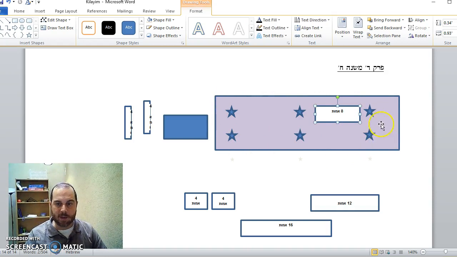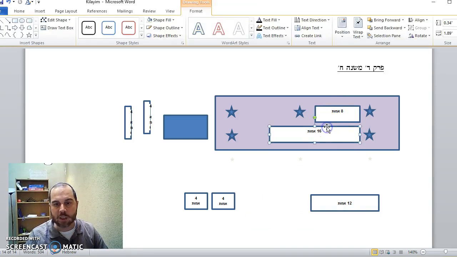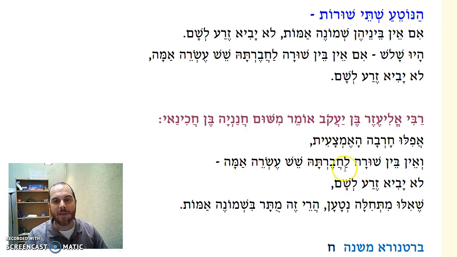So if I have three rows, according to the Bartenura again, eight amot is not enough. Now it's considered to be an entire vineyard. So therefore, I have to have sixteen amah. Remember what we learned? Sixteen amah. Why sixteen? Sixteen amah is the din of karachat hakerem. So if I have a vineyard and I have karachat hakerem, then I'm allowed to plant in there. Otherwise, it's not a karachat hakerem, and I can't plant there.